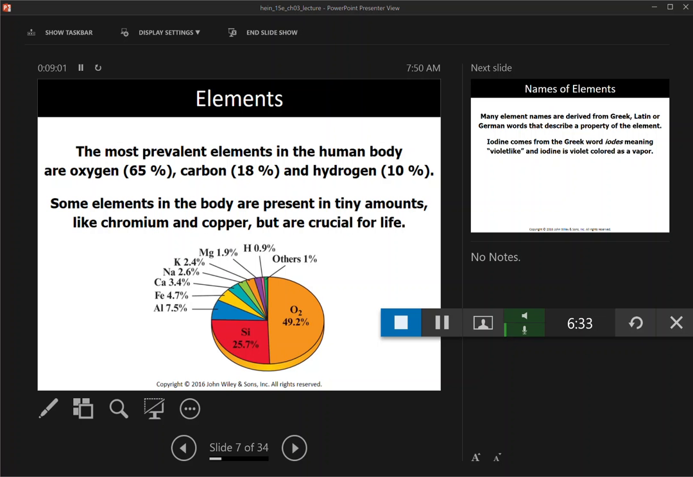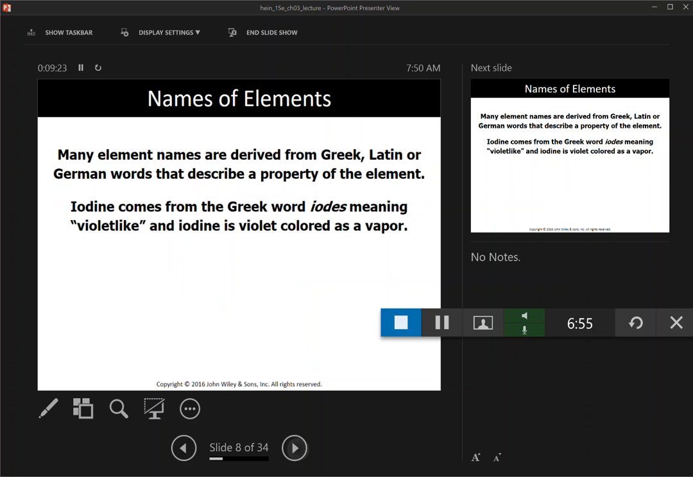Oxygen is about 65% of the human body, and carbon and hydrogen are the second and third most abundant elements in the human body. Now let's focus on these elements and their properties, and then we can talk about the type of compounds they make, and then we look more at the chemistry of these elements.